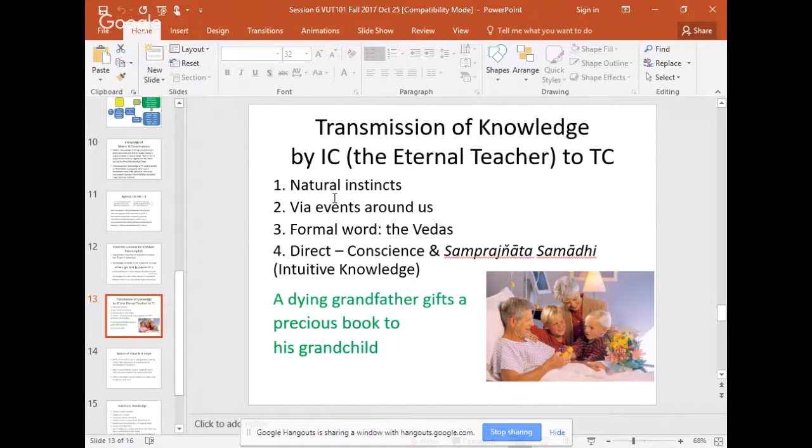Then we learn from the surroundings and try to make sense out of it. We even learn from animals' behavior and so on and so forth. So all that is happening around us in the sky, in the world, on the earth, underneath the earth, everywhere. Then this is important. And number three is by formal word, the Vedas, which we have discussed.